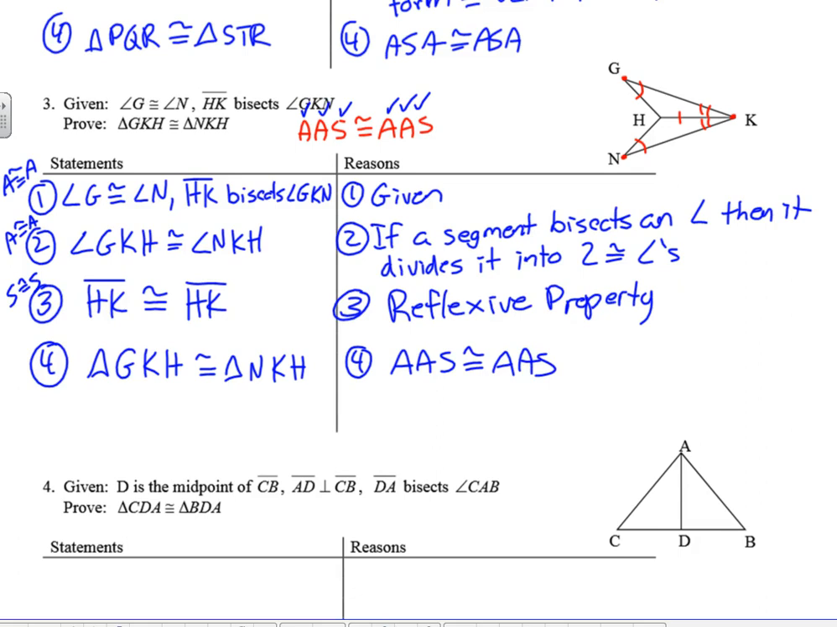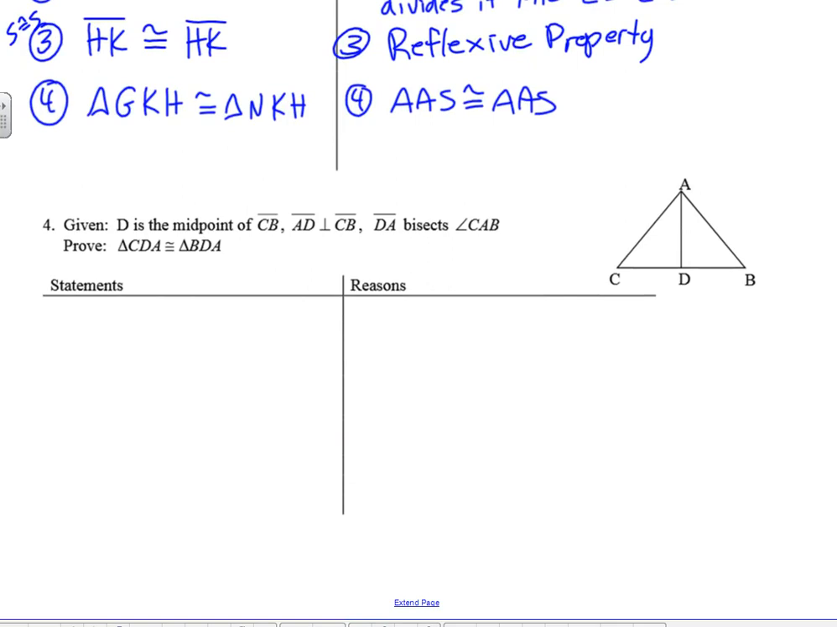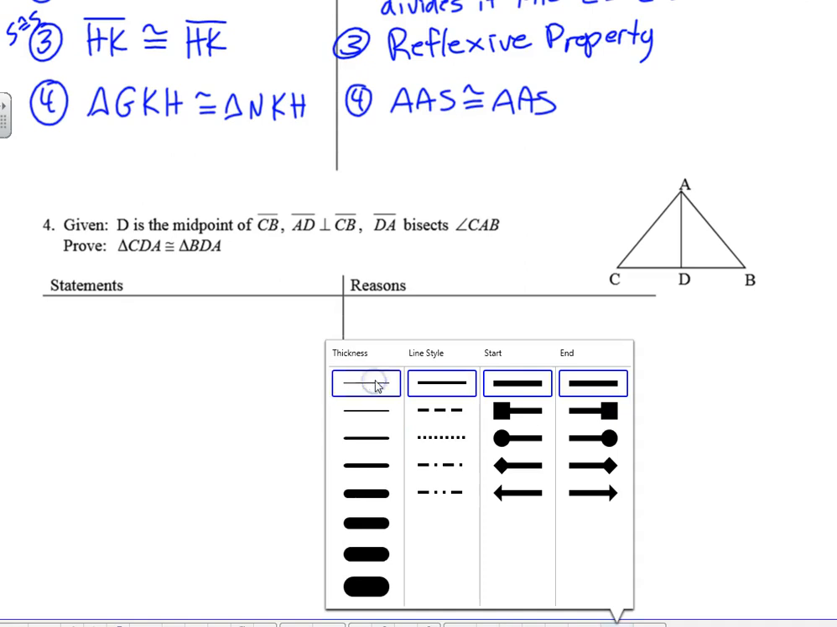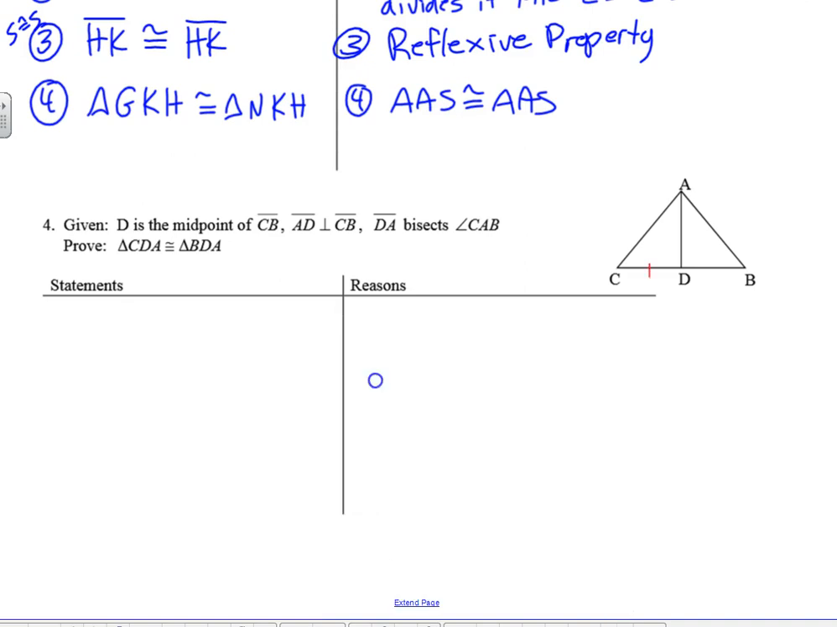All right, one more. Okay, we're on our last one here, and let's go ahead and start with marking our things. We've got D as the midpoint of CB. A midpoint divides a segment into two congruent segments. We've got perpendicular lines, which are going to create right angles. I'm going to name them 1 and 2. And we've got DA bisects angle CAB. So I'm going to call this angle 3 and angle 4 just to give you an idea of how we can number it.